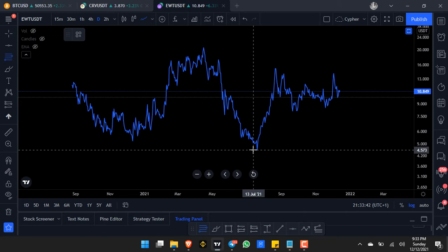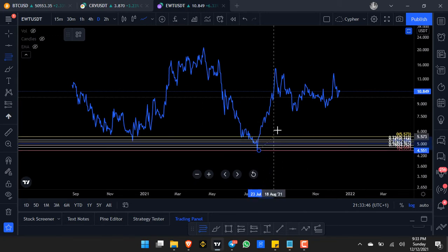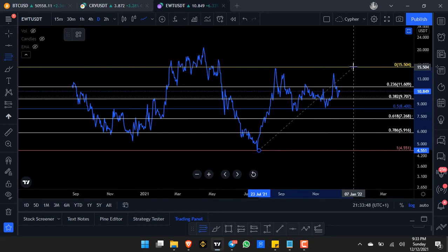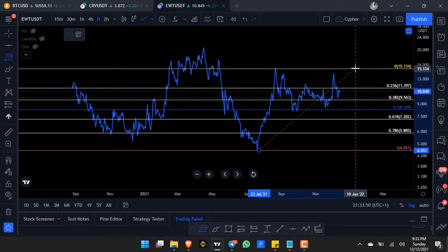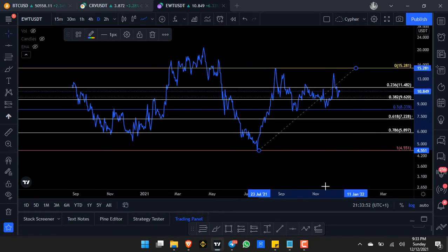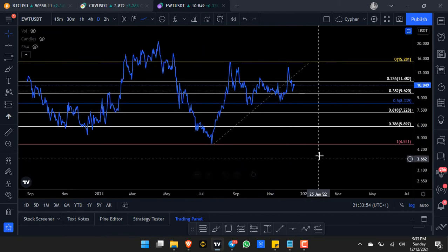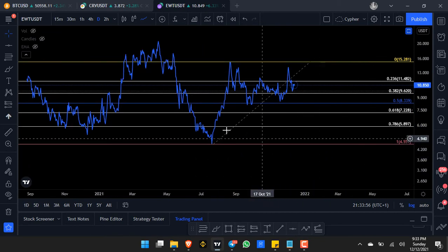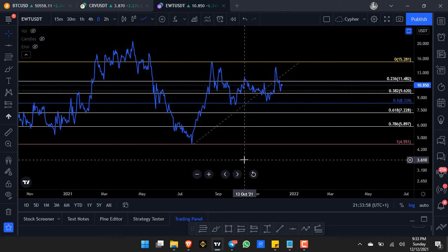So you draw, you tap, you press it here, you place your fib here, and then you draw it to the highest point that price action got to, and then you place it. Now this has automatically highlighted major support and resistance levels for you.